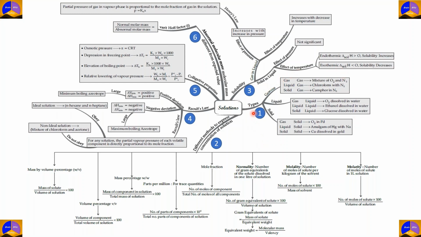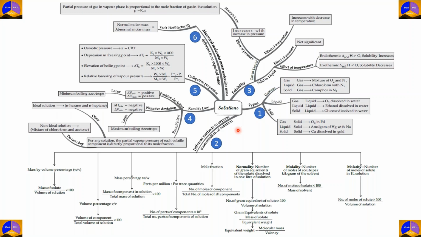Stage 1 covers solutions and the types of solutions: gaseous, liquid, and solid. Stage 2 will enlist the different methods to express concentration of the solution. Stage 3 goes for solubility of solids in liquids and gas in liquids. The fourth stage deals with Raoult's Law and ideal and non-ideal solutions. The fifth stage encompasses colligative properties, and the sixth stage deals with abnormal molecular mass.